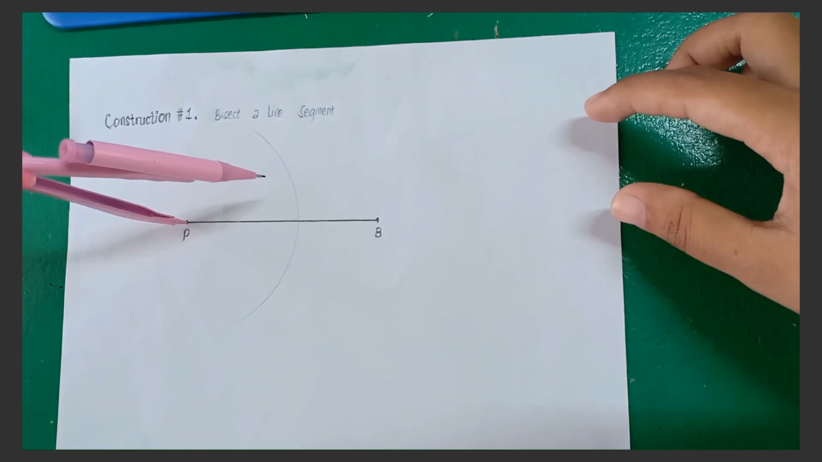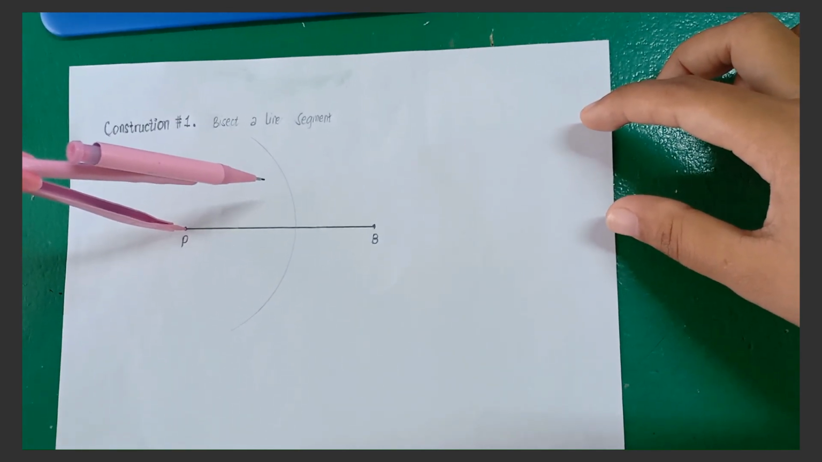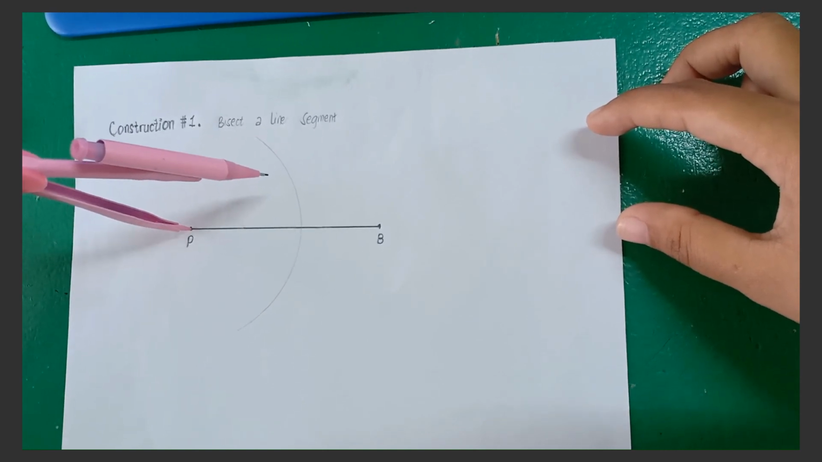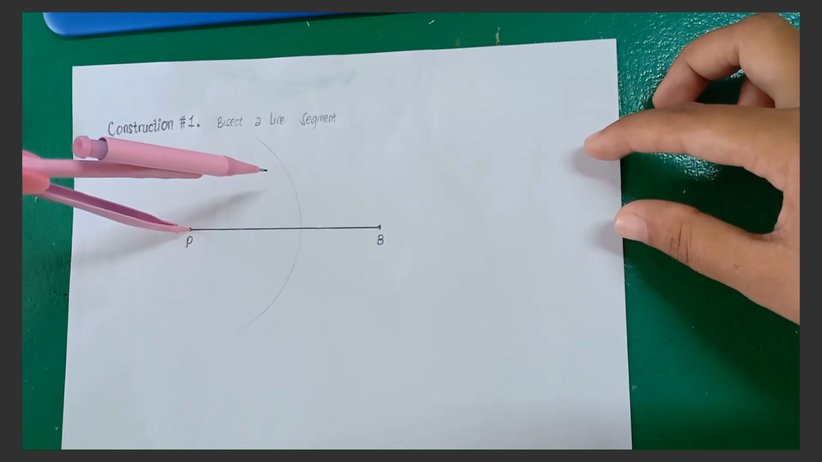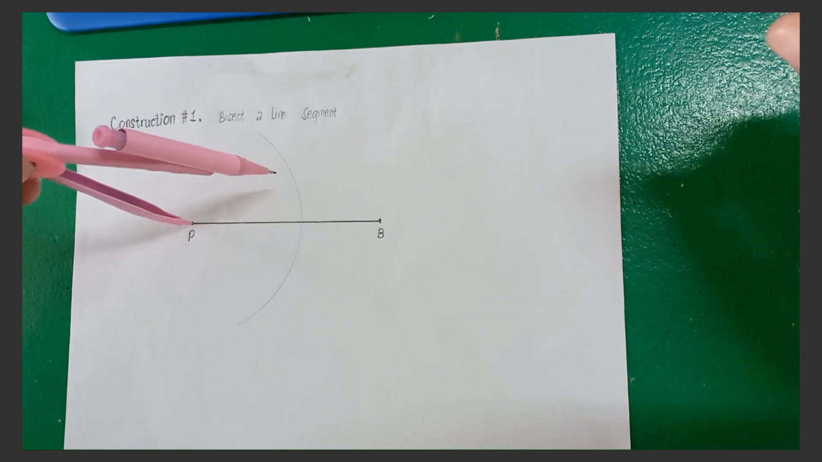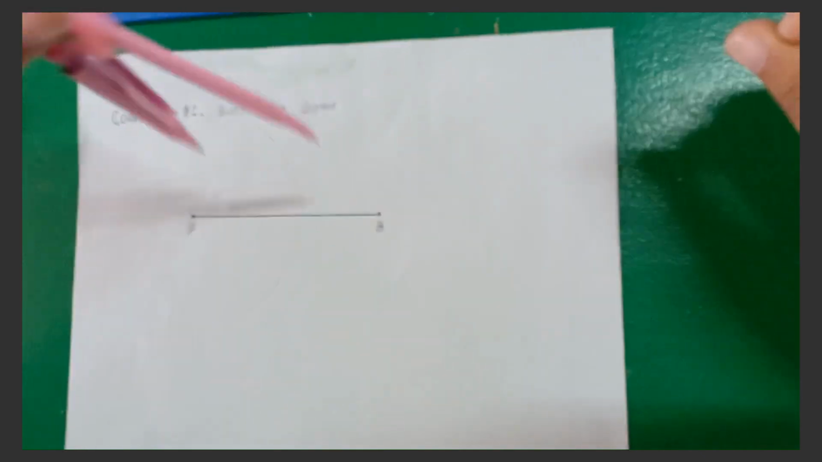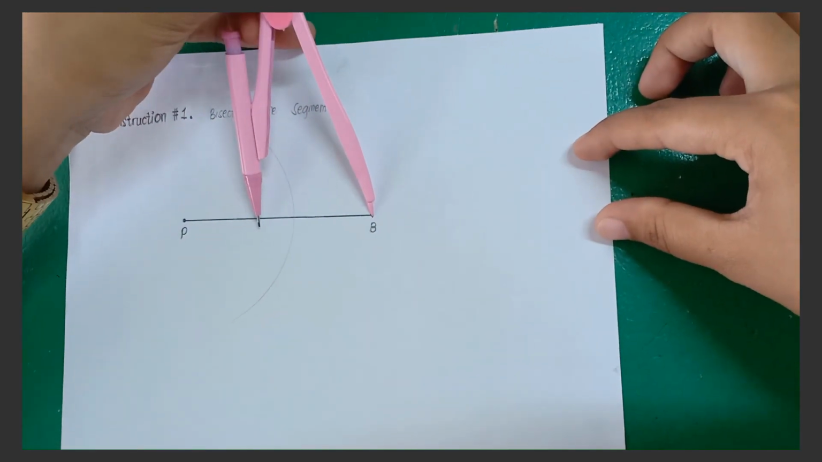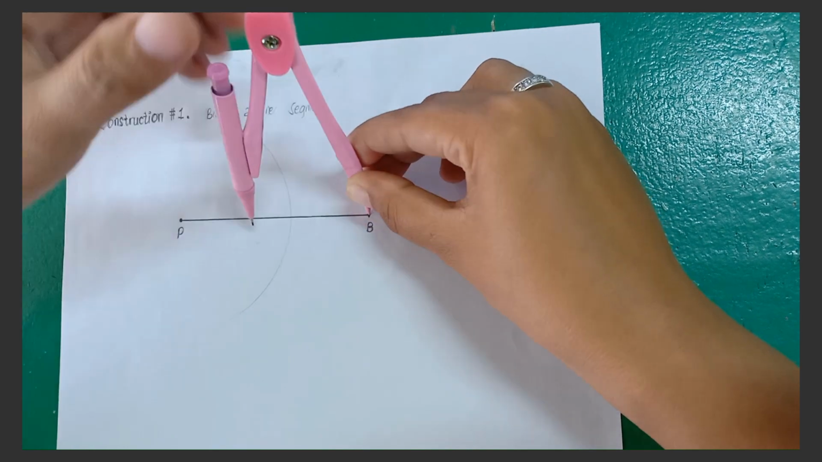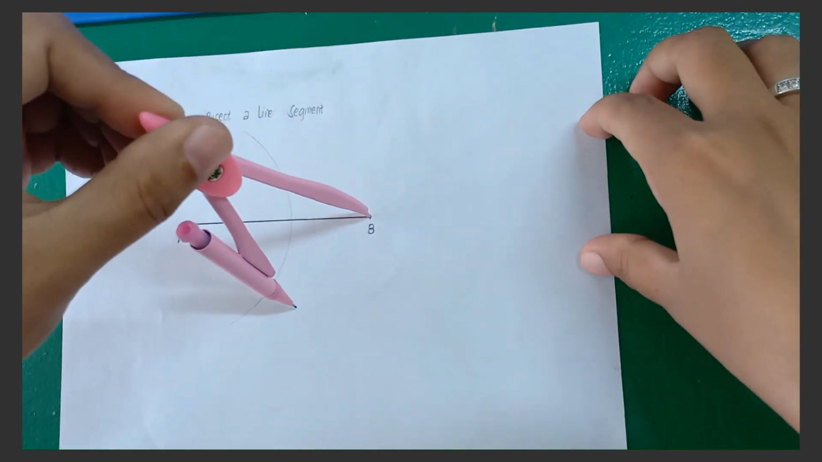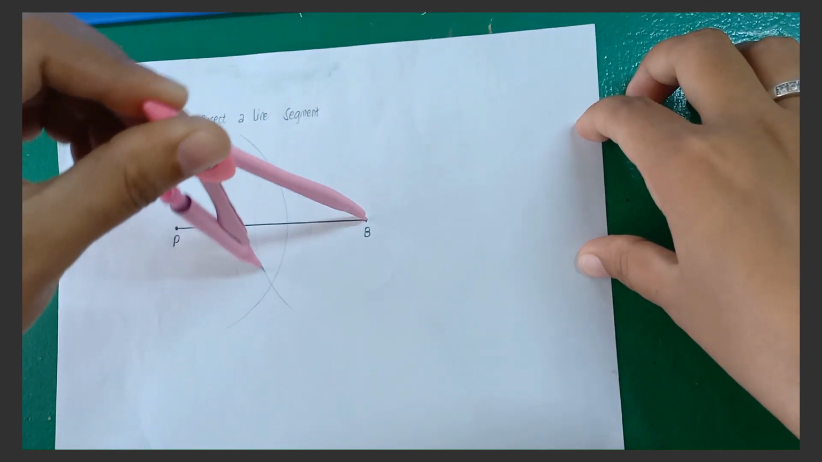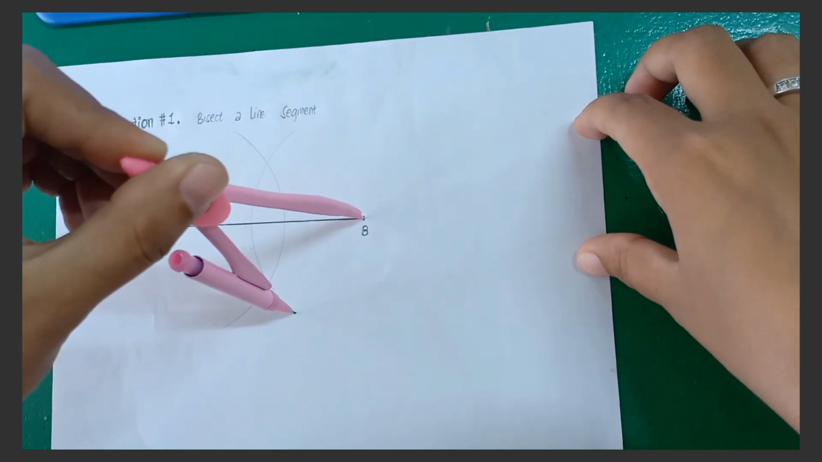Step 4. Without changing the span on the compass, place the compass point on B and swing the arc again. The two arcs need to be extended sufficiently so they will intersect in two locations. Ang atong point ibalhin sa B, ang point sa atong compass, and then swing again. Make sure nga nasa point. Then iswing na to. Make sure nag-intersect ang duha ka arc.